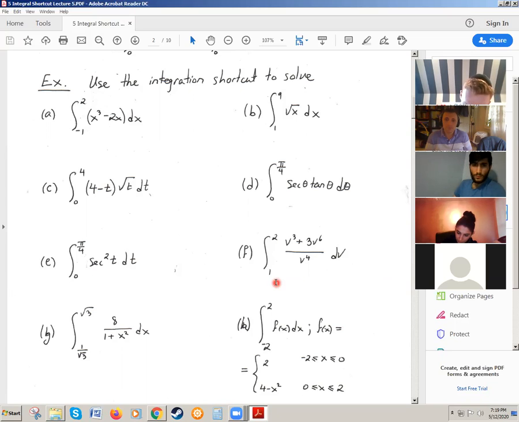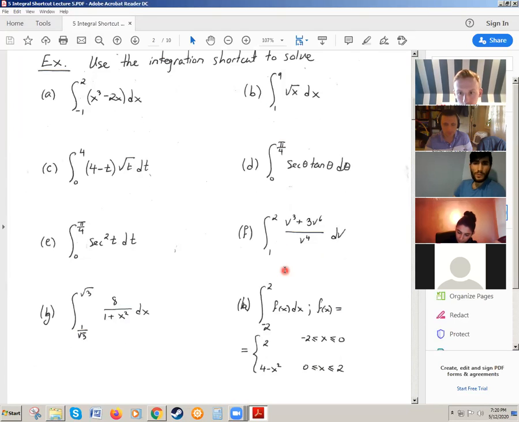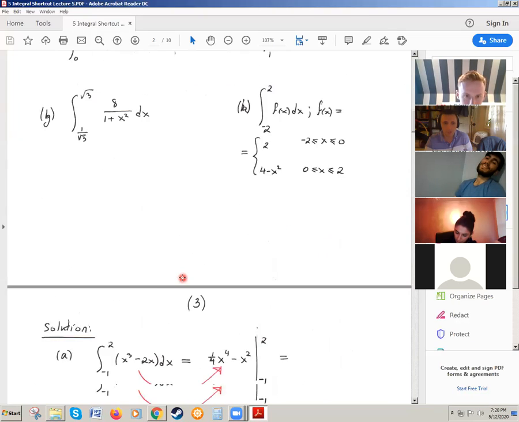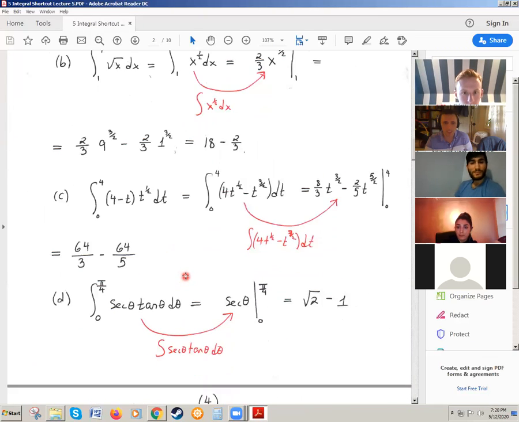Correct, Abdul. And what you were doing, it's also good. Wait, but how did he get 3? Oh, good. It's very simple. When I divide, I divide this part by v to the fourth and this part by v to the fourth, and this is what I have.